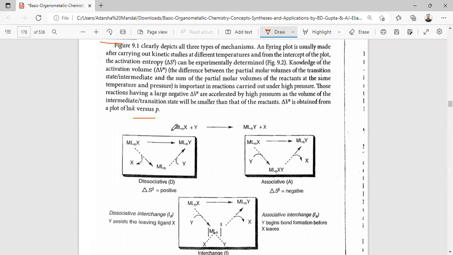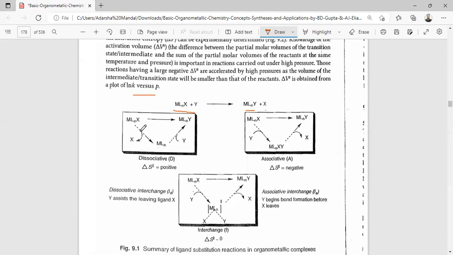Here this is a substitution reaction where MLnX plus Y gives MLnY. For the dissociative mechanism, first X is dissociated, then the MLn intermediate forms, then the incoming ligand associates with this metal complex to form MLnY. And for the associative mechanism, with MLnX, first the incoming ligand associates to form the intermediate MLnXY, and next the X ligand departs to form the final product MLnY. So this is the associative mechanism. It possesses a negative ΔS, and for the dissociative, ΔS is positive.